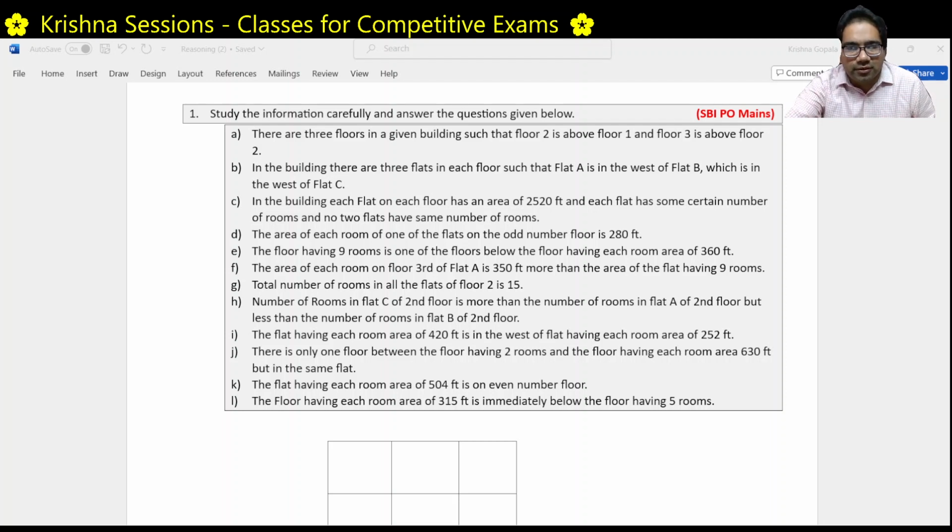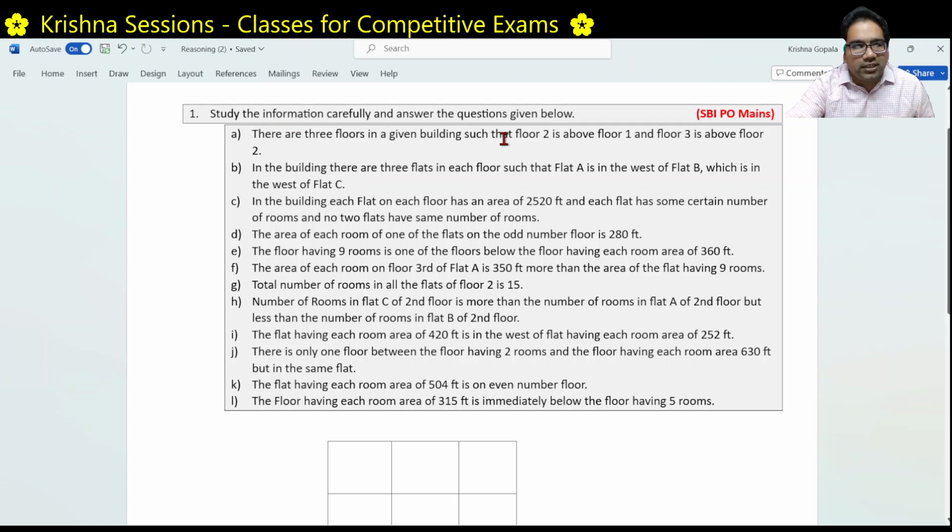Good evening, friends. Today, let us solve one very important problem that has come in SBI PO mains. This is a very interesting problem, and it will expose us to different concepts on how to solve this kind of problems. This is a kind of seating arrangement, but it's not about seats in this problem. It is about the different floors of a building. It's a very good problem. Let's try how to solve this.